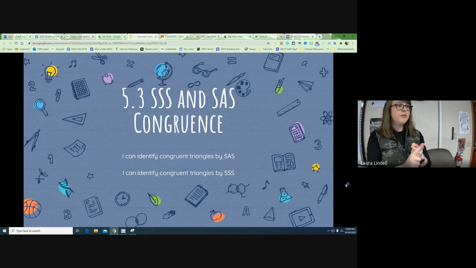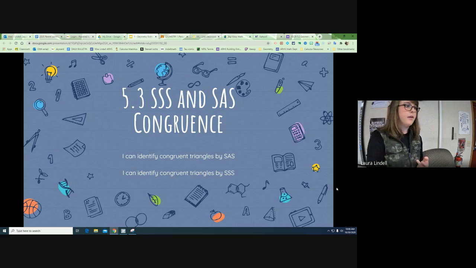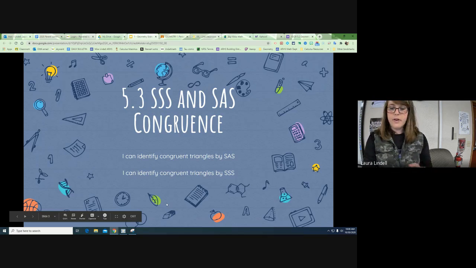So we want to be able to identify congruent triangles using these two different ways that we're going to talk about today. One is called SAS, and the other is called SSS. And we will talk about what those letters stand for in a moment. So whatever you're taking notes with, go ahead and grab that, and we'll go ahead and get started here.